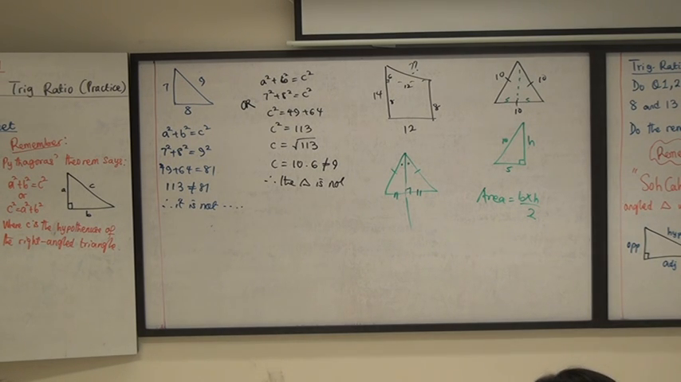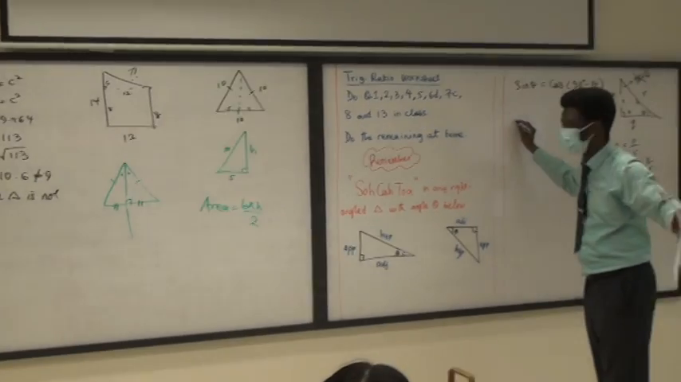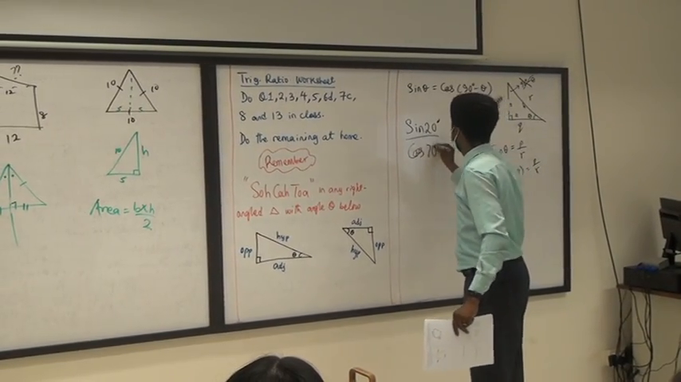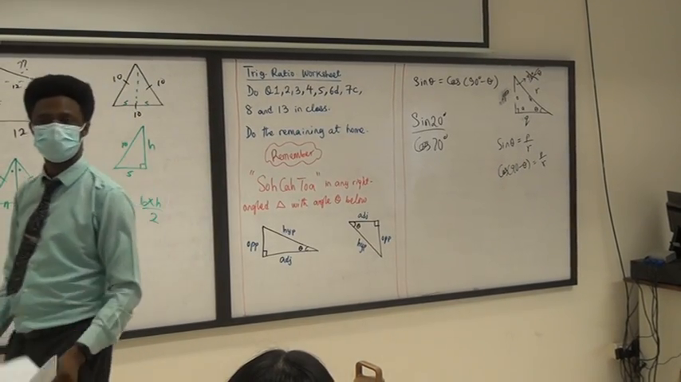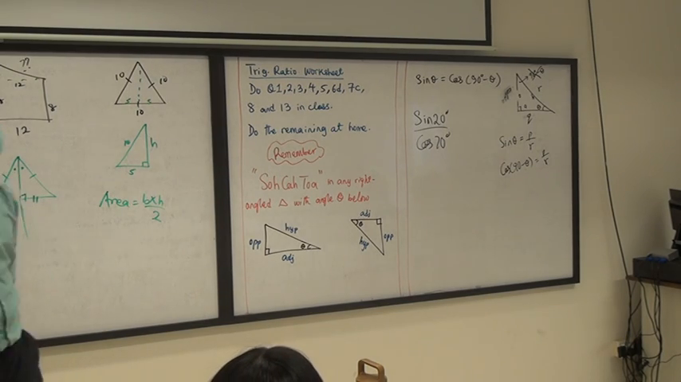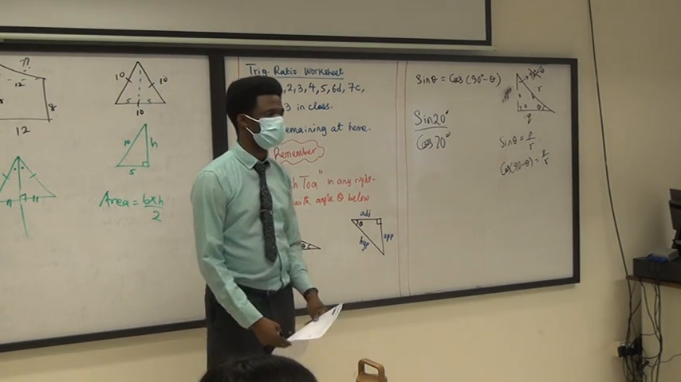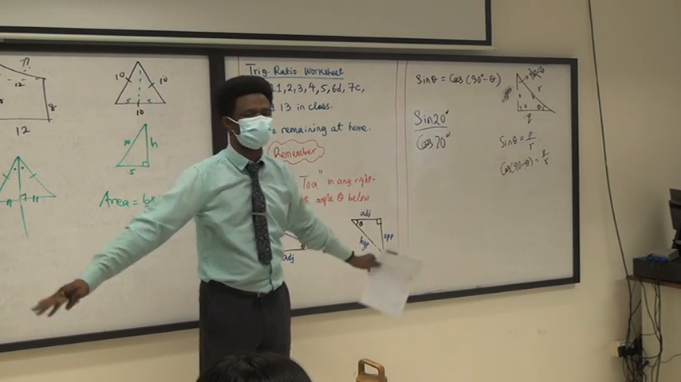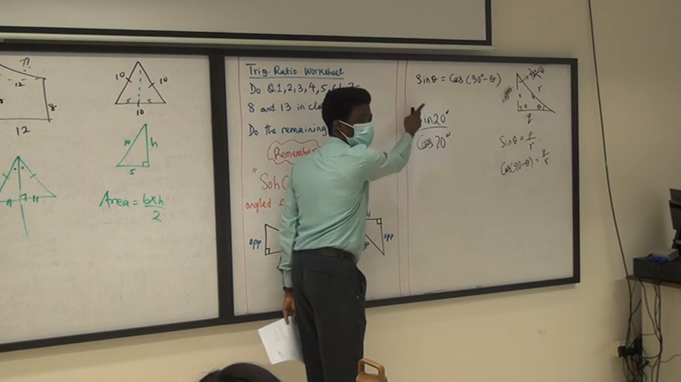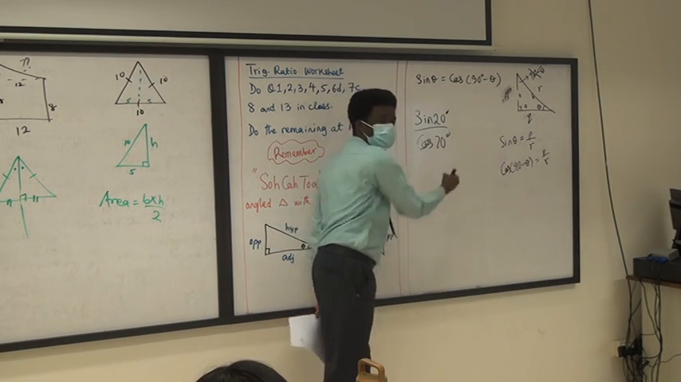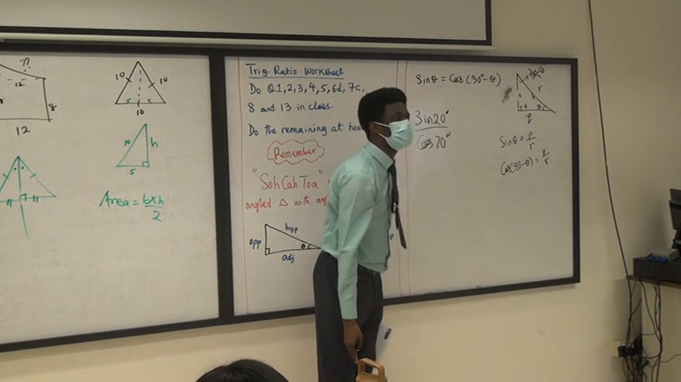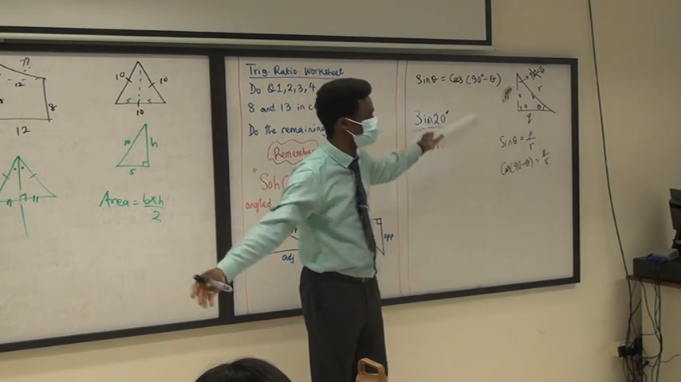Without a calculator, what is the value of sine 20 divided by cos 70 degrees? 1. Why 1? They're the same thing. Sine 20 and cos 70, isn't that what we just talked about? So if you divide the same thing, what do you get? 1. You don't need a calculator to figure that out.